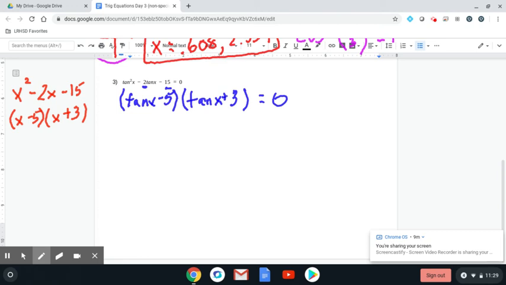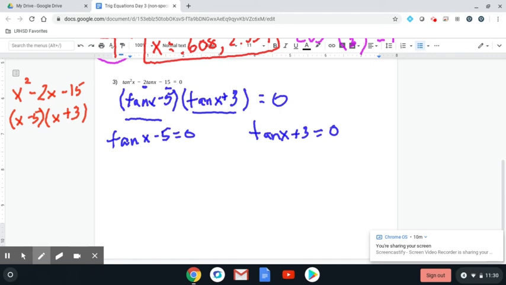Now you're going to set each one of these groups equal to 0 and solve by getting tangent of x by itself. So I'm going to have tangent of x minus 5, and I'm going to set that equal to 0, and I'm also going to take tangent of x plus 3 and set that one equal to 0. So when we talk about solving, remember, you're just trying to get tangent by itself on that one side.